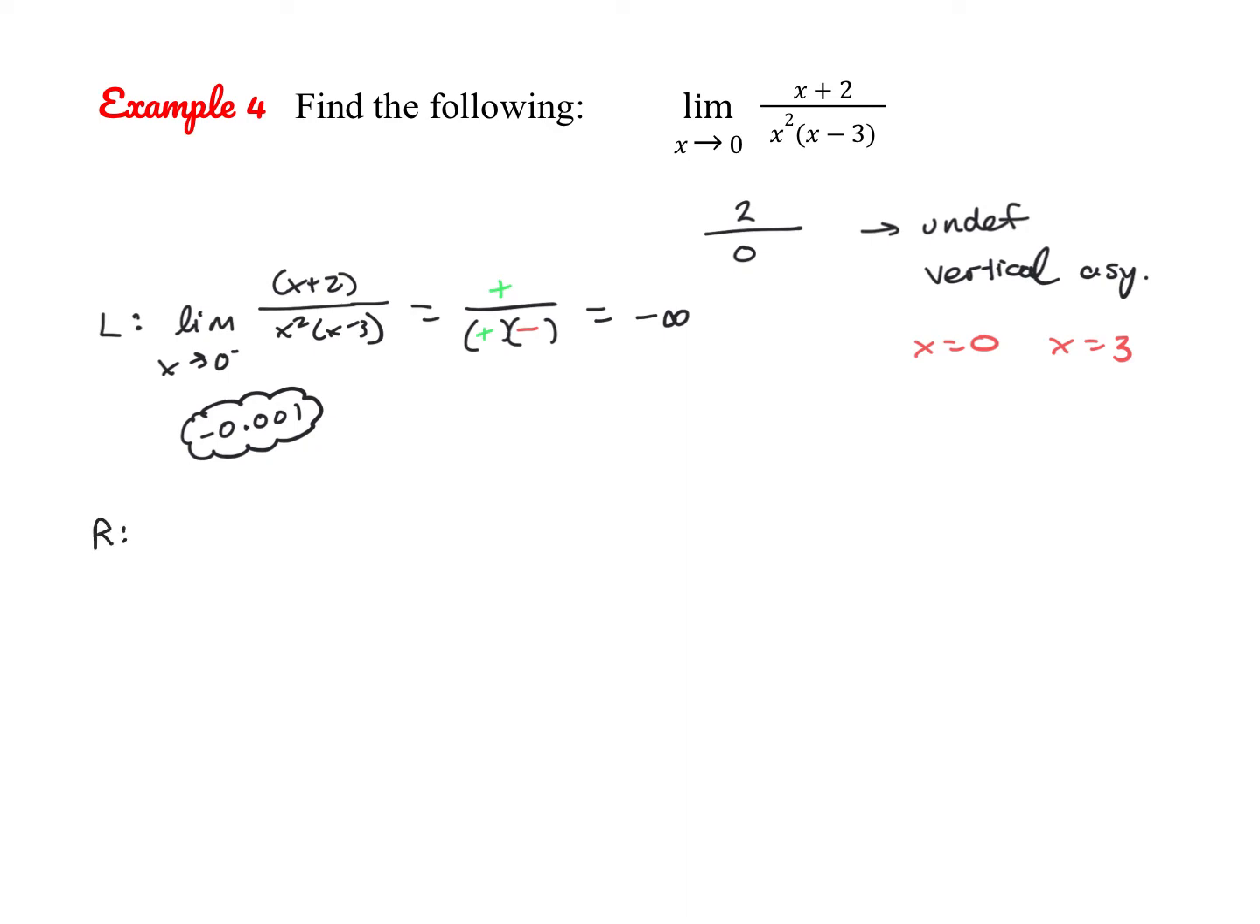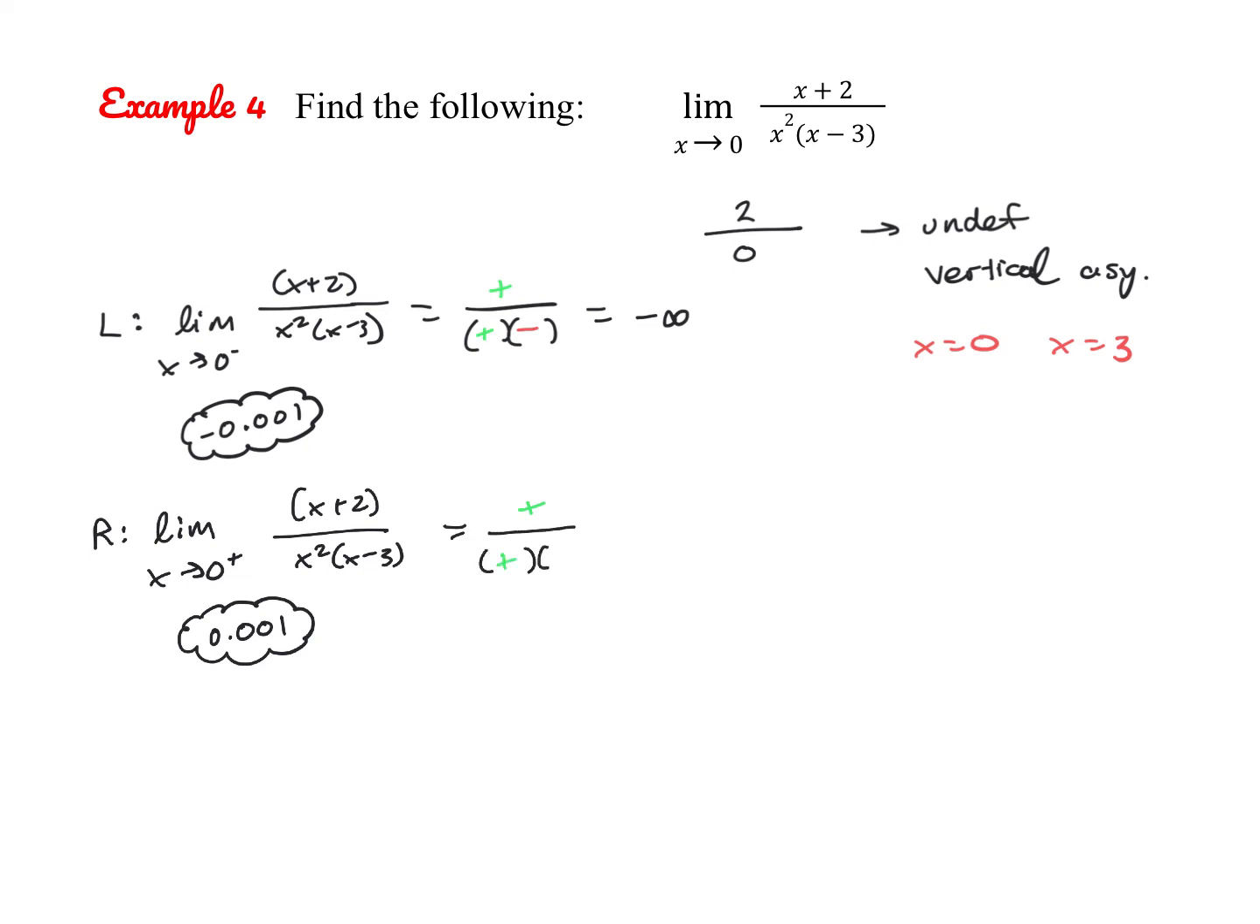Now let's see as x approaches 0 from the right. So again, we're just picking a number that is slightly larger than 0, like 0.001. And notice it's the positive version this time. So the factor in our numerator will be positive. The x squared will always be positive. And then this 0.001 minus 3 will be negative. So again, this gives us -infinity.